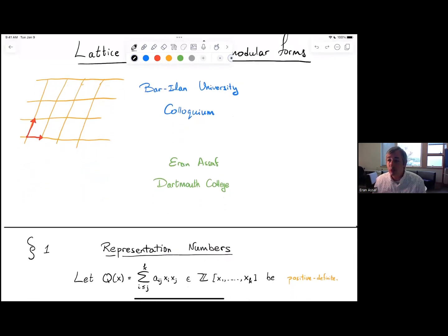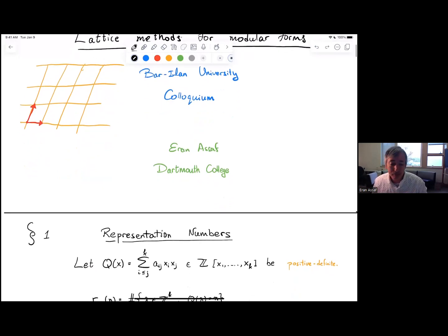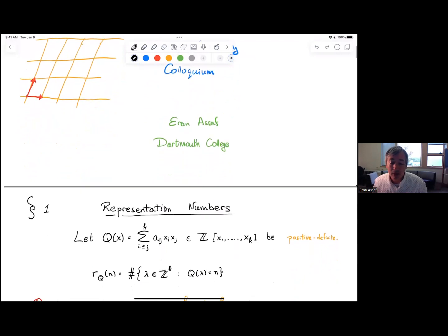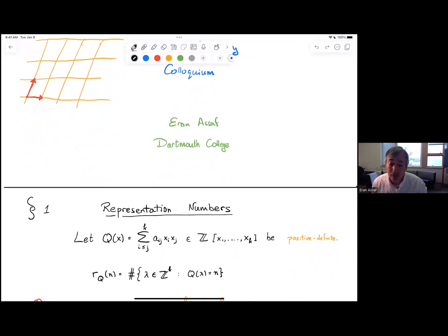So if we have some quadratic form with integer coefficients, and throughout my talk, all the quadratic forms will be positive definite, then we can talk about the representation numbers of these quadratic forms. So in how many ways can we represent a number using this quadratic form? How many solutions does this equation have in integers? This is a very classical question, very arithmetic in nature.